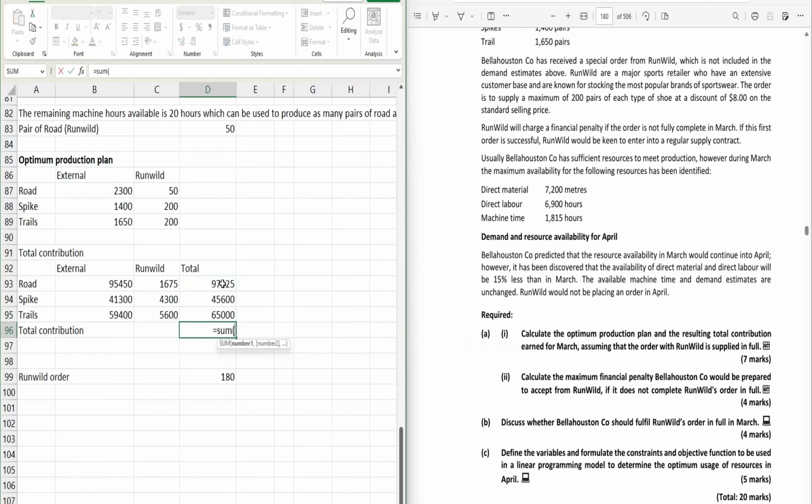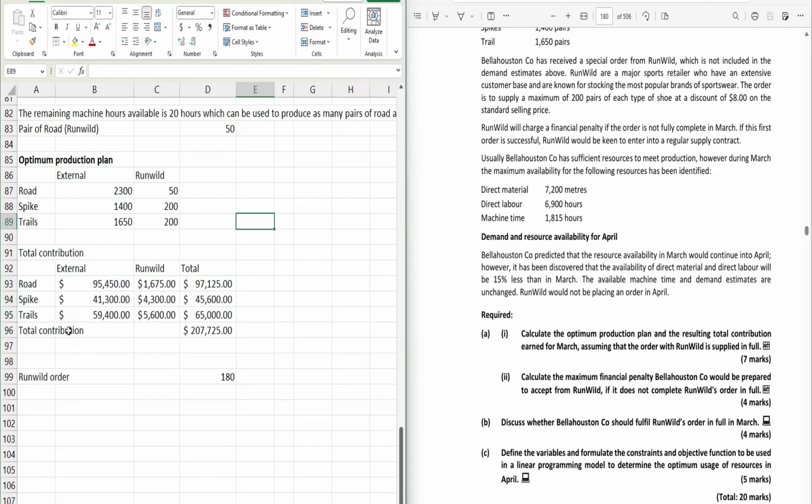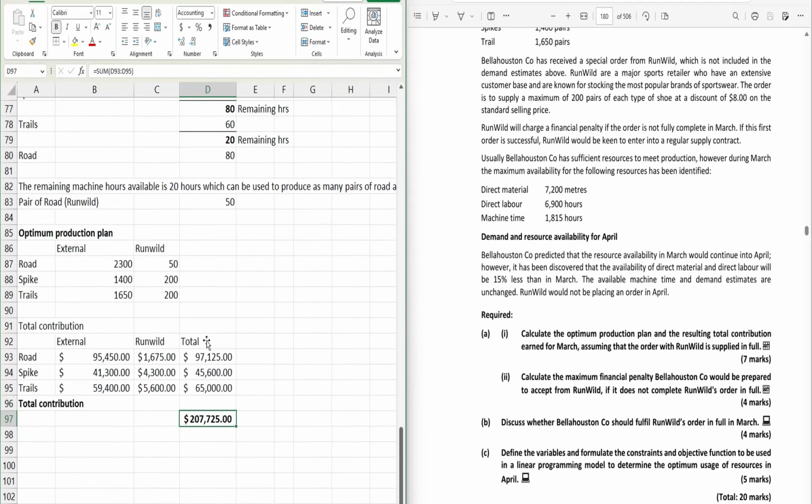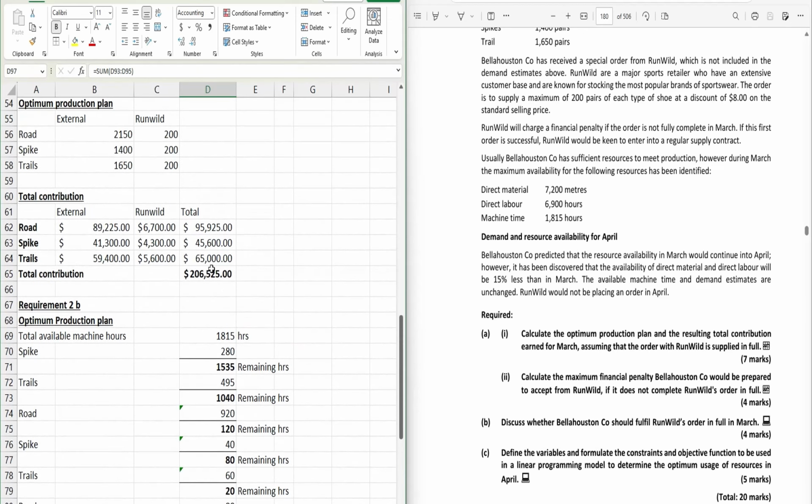So how much total contribution do we get if we are first giving priority to the external demand? So we got to know that we are earning this much. Okay. So if we are giving priority to the external demand, then we are earning 207725. But if we are giving priority to the Run Wild order, in that case we are earning 206525.